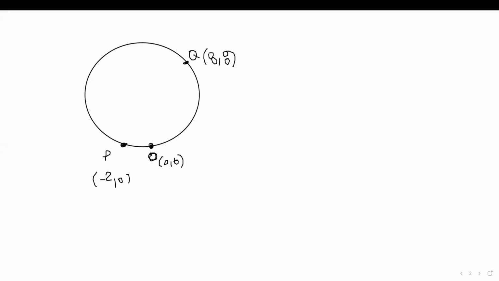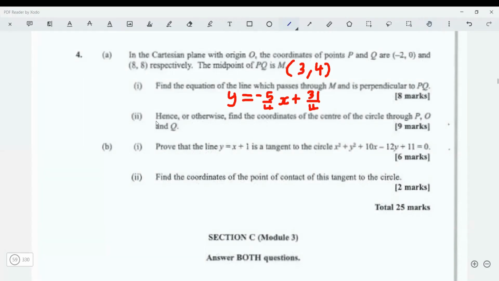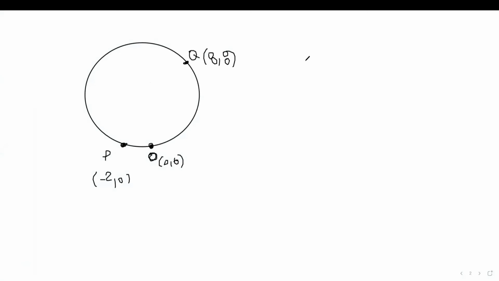I'm sure they said hence. See it here? They said hence. Oh, and they gave you the otherwise option. You don't have to do it this way. Now, the hence option would mean that, see it here? This is the line PQ. Let me put it in a different color. This is the line PQ.